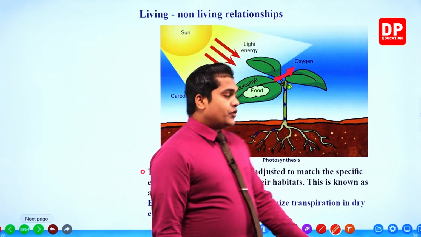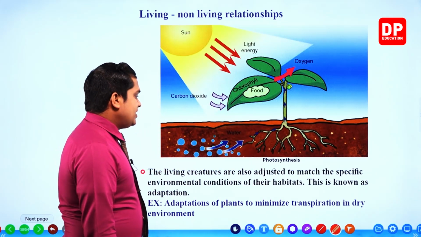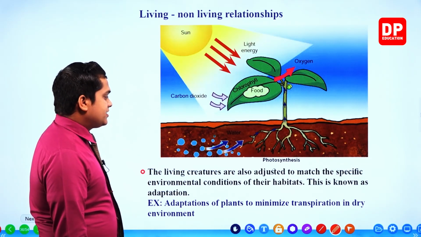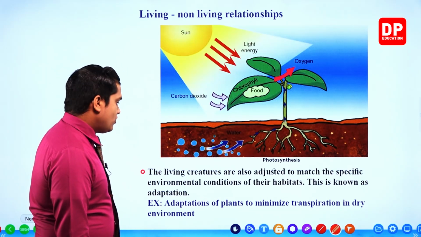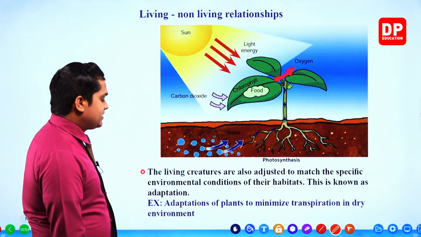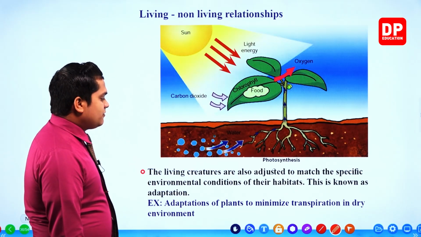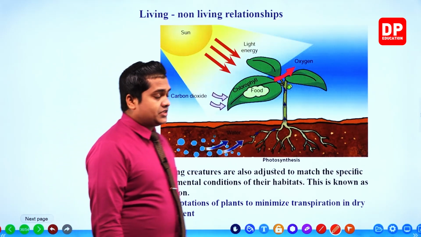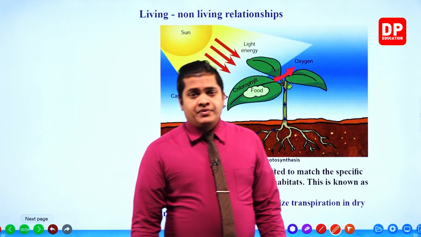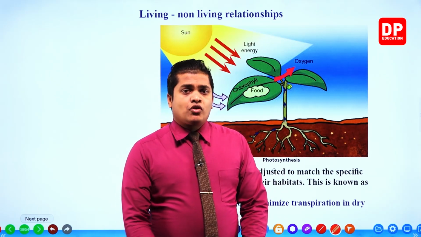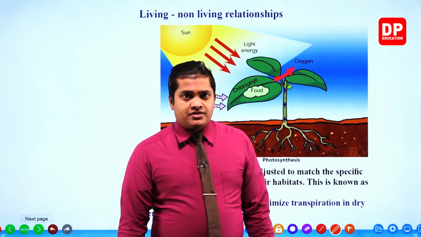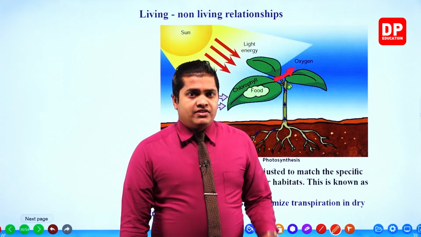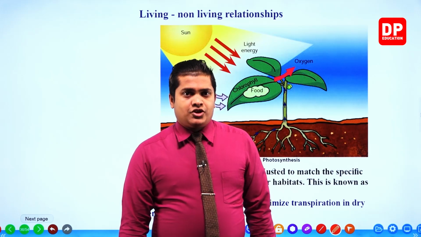Okay, so the living creatures are also adjusted to match the specific environmental conditions of their habitats. This is known as adaptation. For example, adaptations of plants to minimize transpiration in dry environments. Not only that, my dear children, if you take a certain plant which grows in xeric environments, xerophytic plants, they have the ability to minimize transpiration.